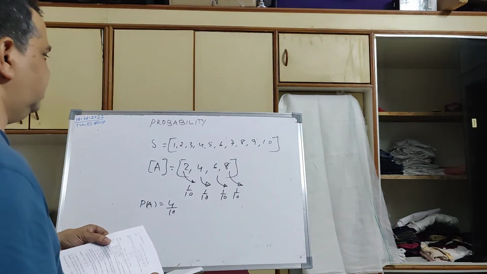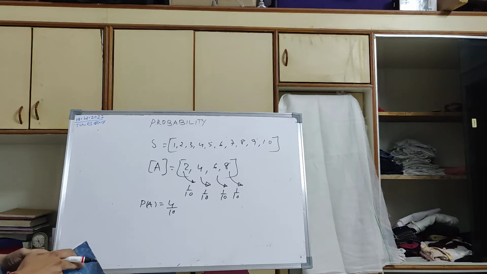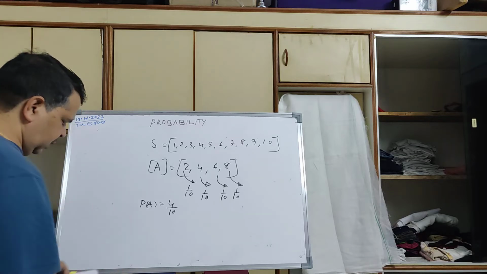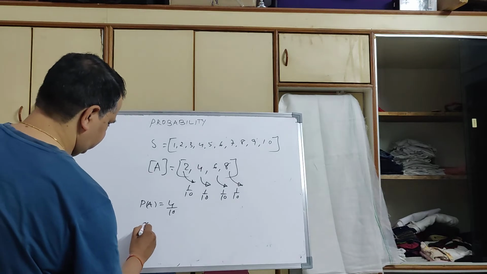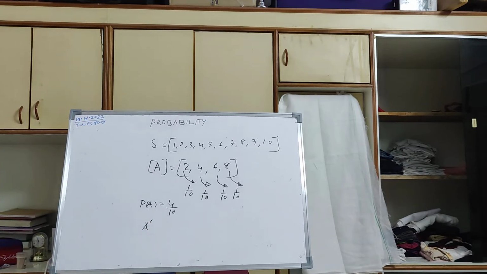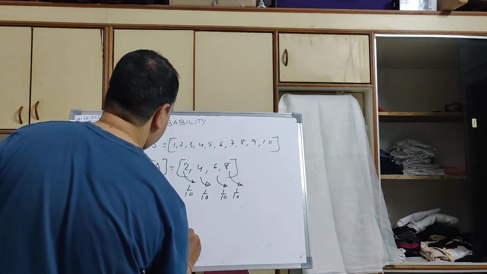So what we have done here is 2, 4, 6, 8. There is something called probability of A dash. A dash is called not A. So what is not A? The total sample space is 1, minus 4 by 10.